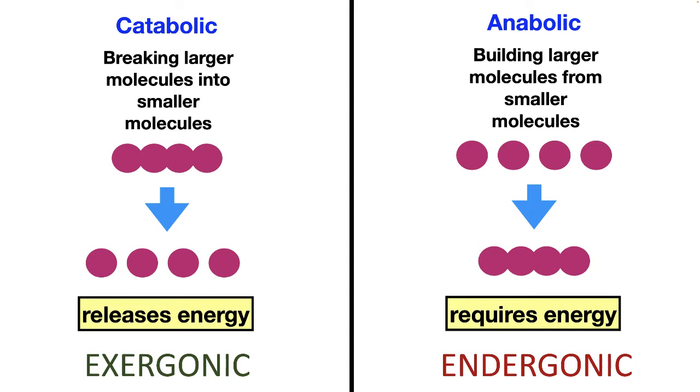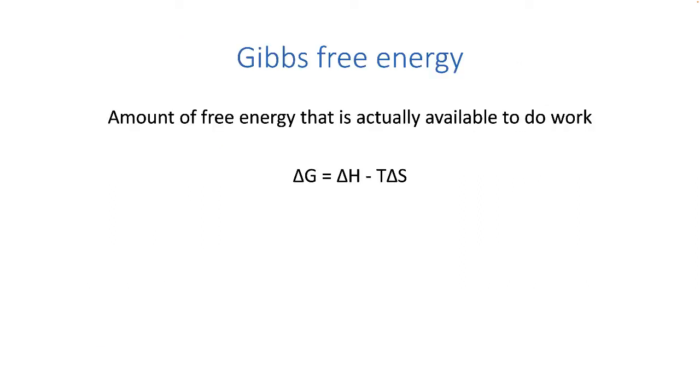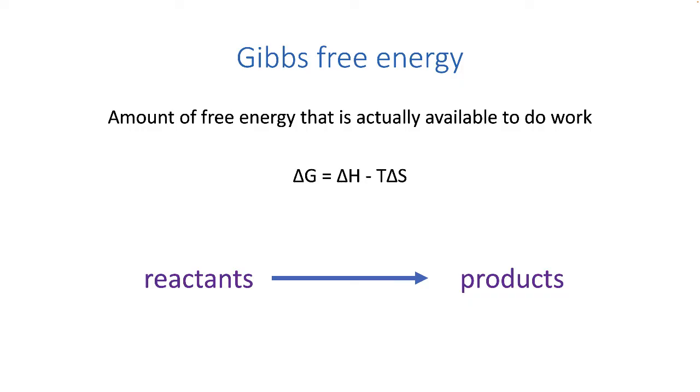We can also express the amount of energy transferred during a reaction as Gibbs free energy. Think of Gibbs free energy as the amount of energy that is available to actually do work. We use the term delta G to refer to the change in free energy during a reaction. We can calculate the change in free energy in a reaction by taking the change in enthalpy minus the change in entropy times temperature. But practically what we're really interested in is a change in sign.